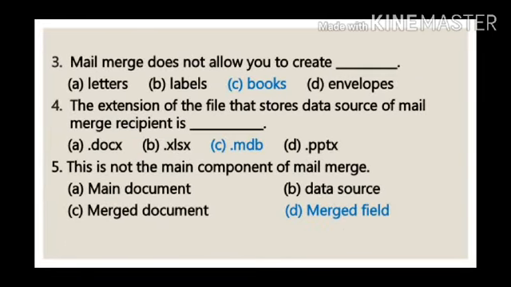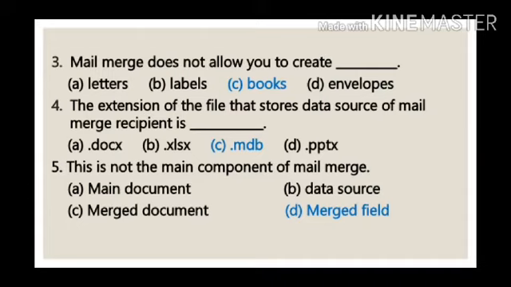Question number 3. Mail merge does not allow you to create dash. Your options are A. Letters, B. Labels, C. Books, and D. Envelopes. Now, we must know that mail merge is actually used to create letters. We also can create labels as well as envelopes. But the only thing that we cannot create in mail merge is books. Therefore, our answer will be books. Option C.